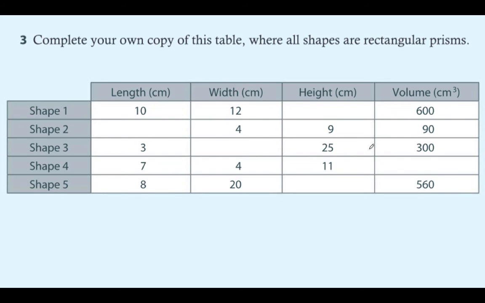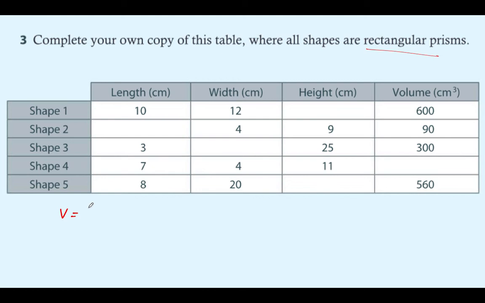Moving to question number 3. Now in this question we have been given a table in which we have different shapes, and for each rectangular prism we have been given the length, width, height and volume, in which some of the elements are missing. So in these four elements, one is missing and three have been given, so we will use the same formula for volume, that is volume equals base area times height.